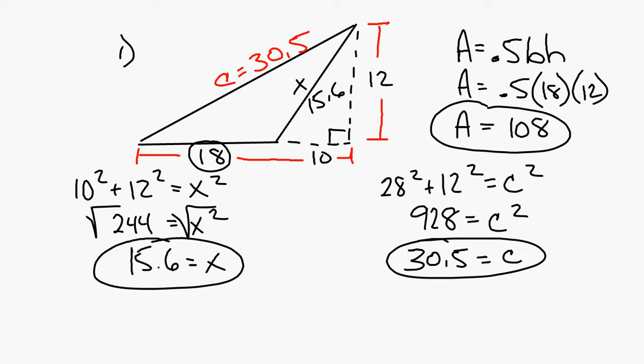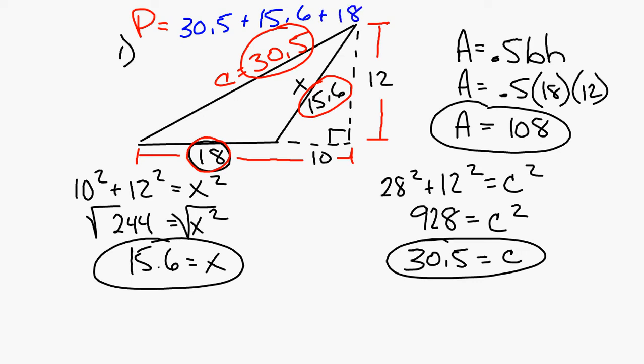So your perimeter is going to be equal to the 30.5 plus the 18 plus the 12. I'm sorry. It's going to be the 30.5 plus the 15.6 plus the 18. Alright? So the perimeter is going to be 30.5 plus 15.6 plus 18. And that is 64.1. So there's your perimeter, there's your area.